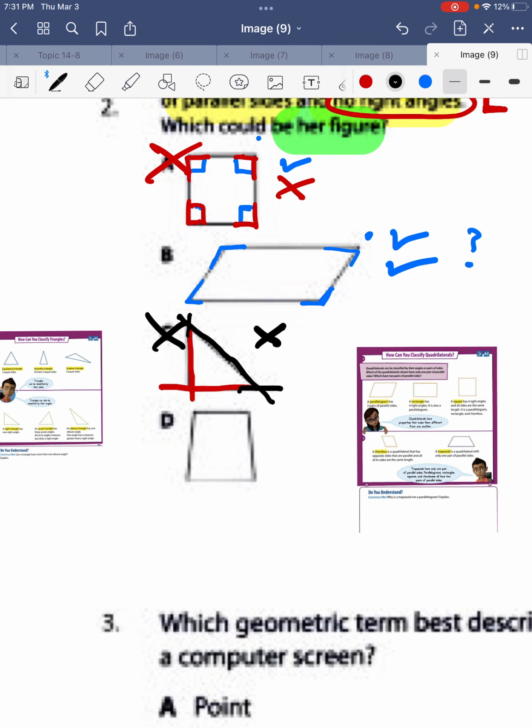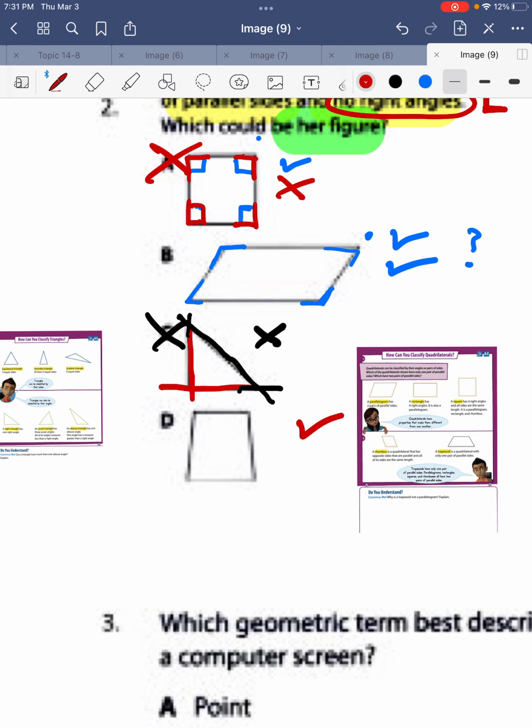D is not coming out so good on my iPad, but D, as you can see, let me do parallel sides. This side is parallel to this side, and this side is parallel to this side. So I'm going to put a check mark. I have two parallel sides, okay? So I'm going to erase it so I can look at it better.